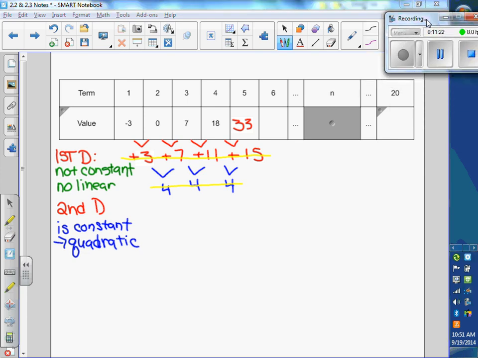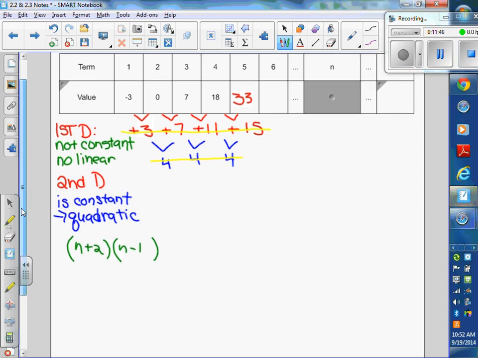So then the next thing is I have to understand that a quadratic from last year could be written in factored form all the time. Remember? And really, if you think about it, what would be an example, which is not the answer to this, but maybe you would have like n plus 2 and n minus 1, right? That would be a quadratic. And if you think about it, it's just two linear functions that are multiplied together, right? Does that make sense?